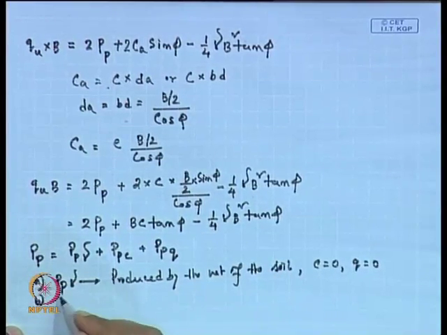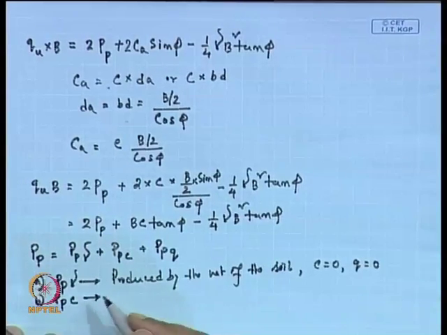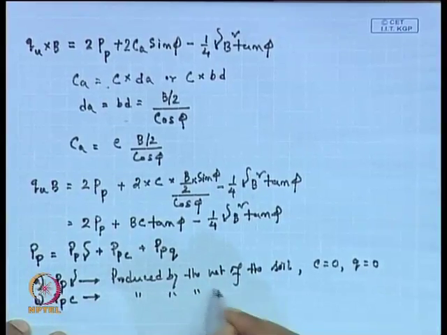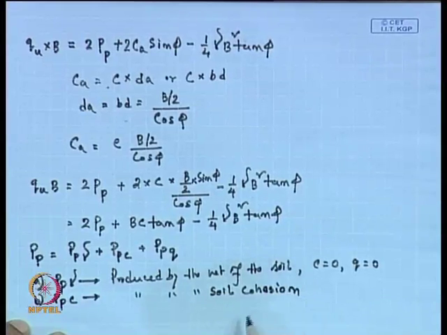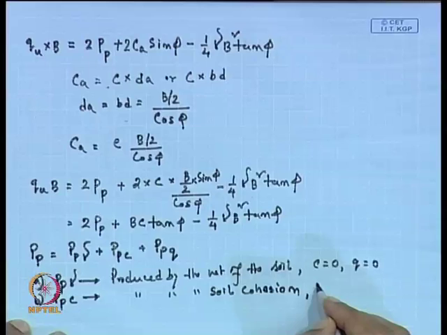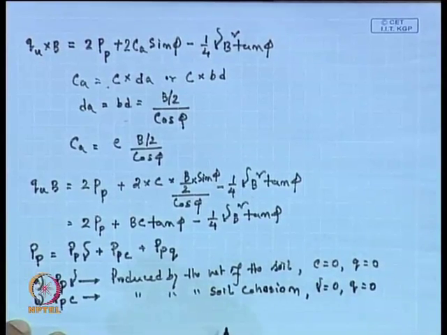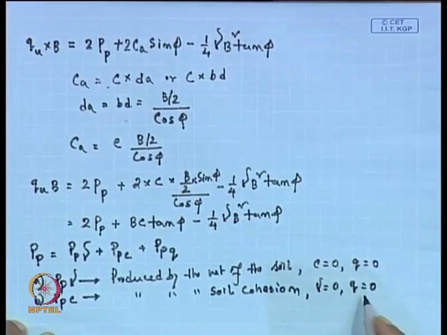Second, this resistance is Pp c. It is produced by the soil cohesion. Assume that the soil is weightless and has negligible surcharge.